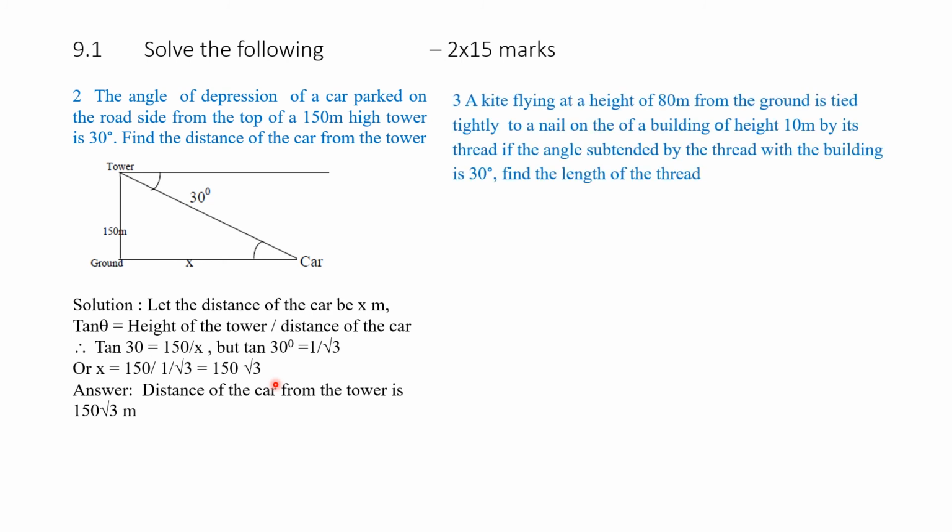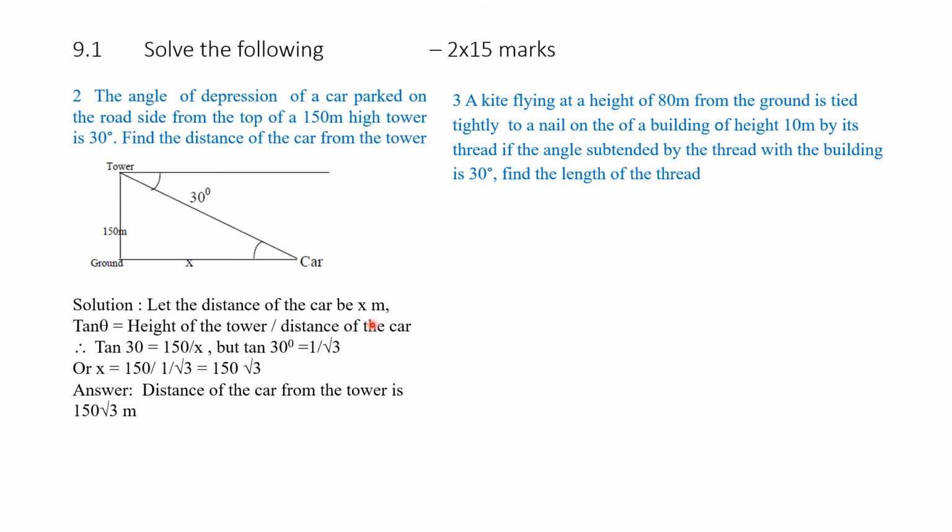Let us take problem number 3. A kite is flying at a height of 80 meters from the ground, and is tied tightly to a nail on the building of height 10 meters by its thread. If the angle subtended by the thread with the building is 30 degrees, find the length of the thread.